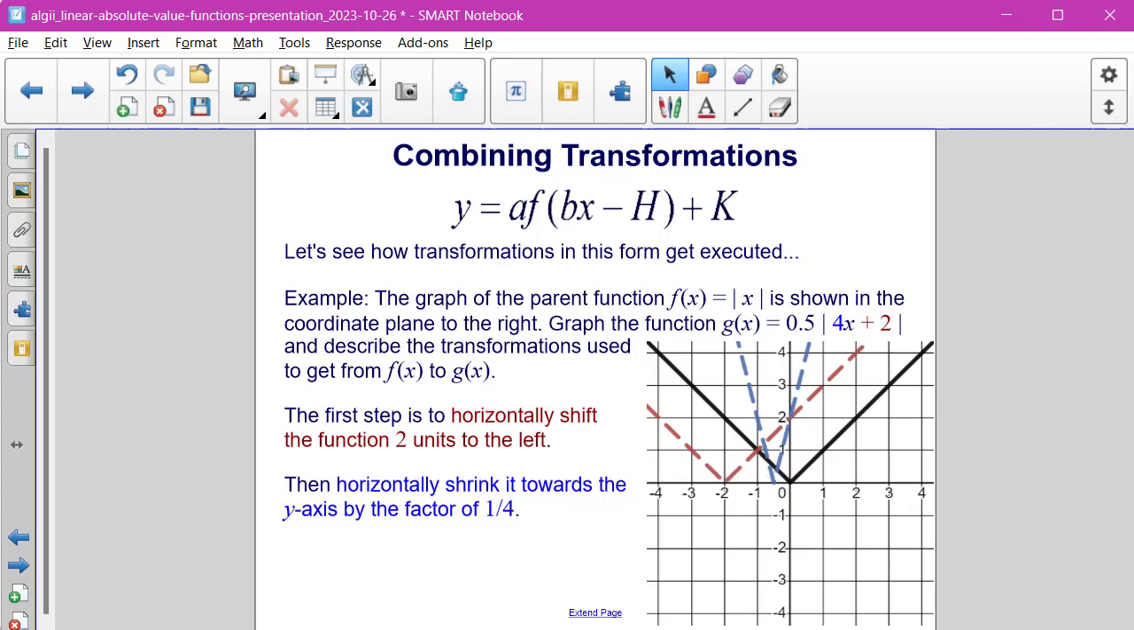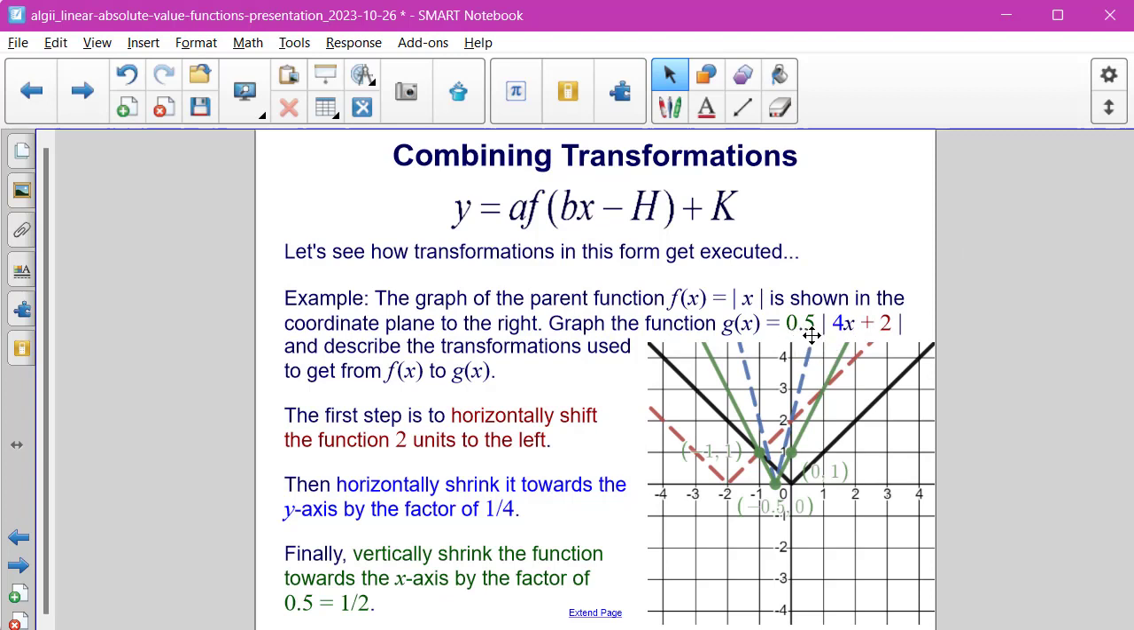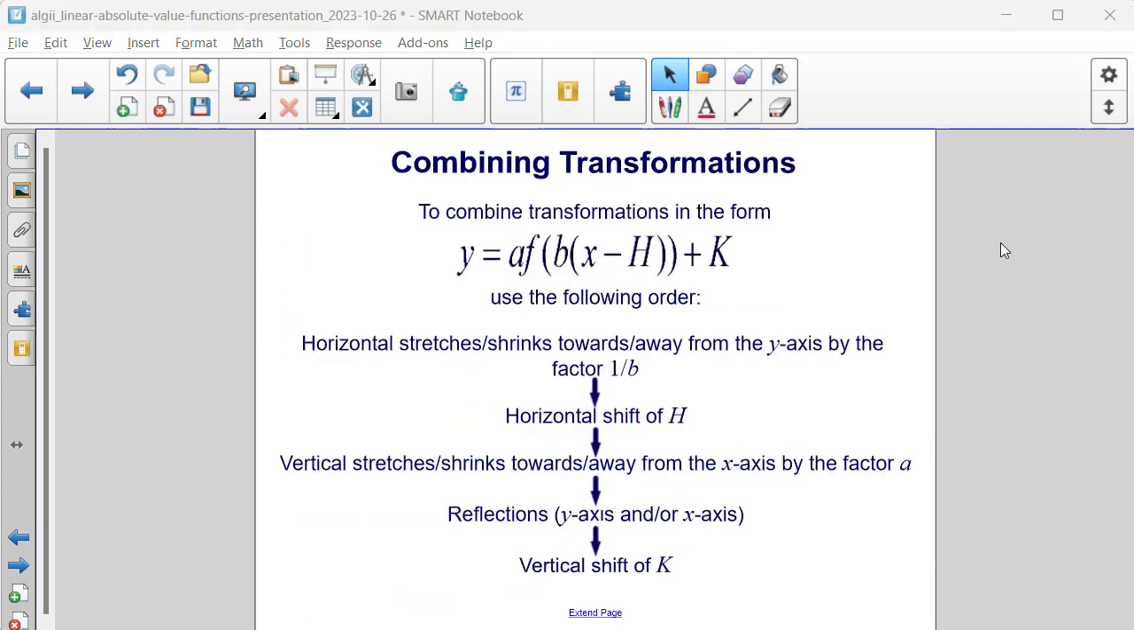So you have to make sure that you use that reciprocal in order to determine where the function is going. And now the final step is to take care of our a value that is on the outside of the absolute value. And that a value is 1/2 or 5/10. And because that value is between 0 and 1, we're going to vertically shrink our blue function towards the x-axis. That brings us to our final green function in the graph. And we did that vertical shrink towards the x-axis by the factor of 5/10, which is equivalent to 1/2.